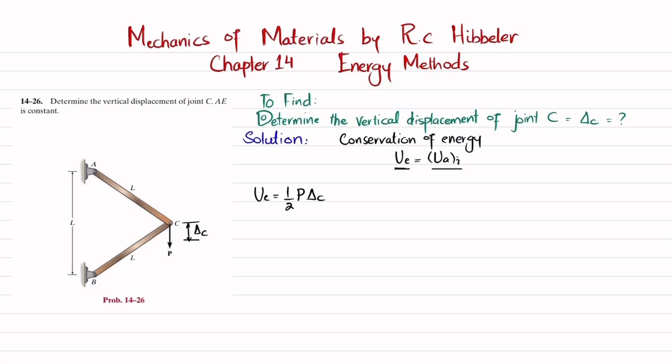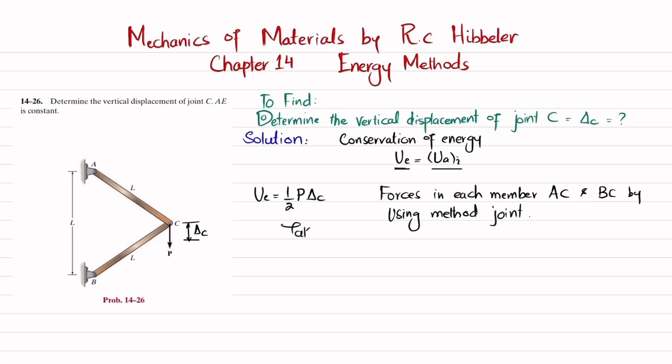So for finding this, we will find the forces in each member, which is member AC and BC, by using method of joint. So first we will find these two forces. So what we will do is we will take joint C. Again you can see this is your joint C, and this one is FAC, and this is the horizontal axis, and another force will be this one, which will be equal to FBC.